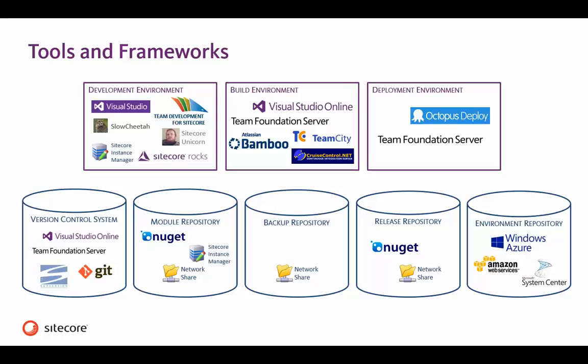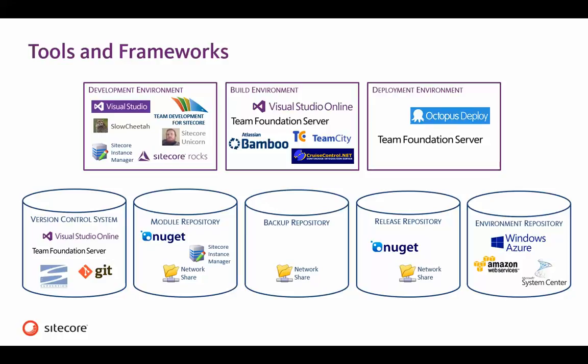In the build environment, we could have Team Foundation Server, Visual Studio Online to help us do the continuous integration. There's also Atlassian Bamboo, TeamCity, Cruise Control, any other CI or continuous integration servers that allow you to do these things. In the deployment environment, we could have tools like Octopus Deploy or Team Foundation Server's Release Management that help us do deployments onto servers.